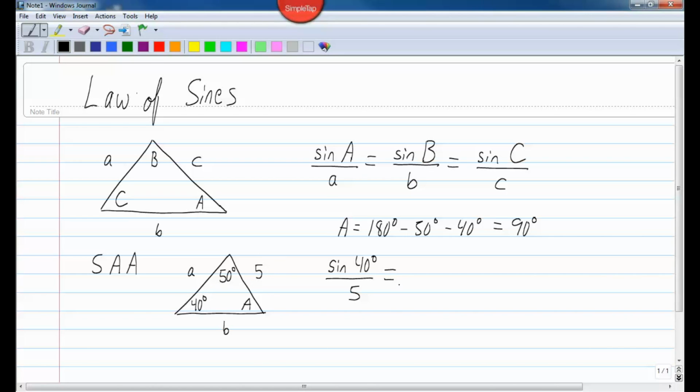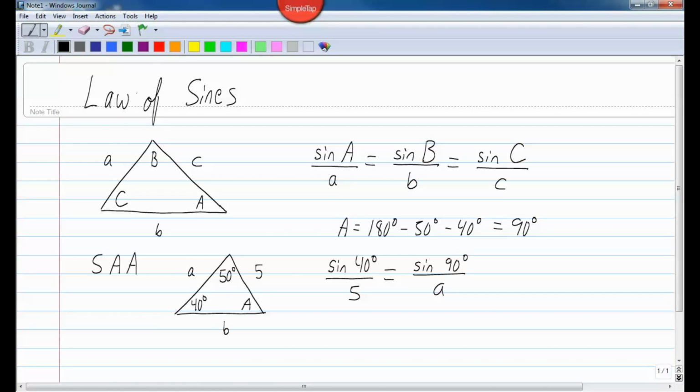And I say this equals. Now, if I want to solve for side A, I need to also use the proportion of side A and the angle across from it. And now I know what angle A is. I can set that proportion up. We said angle A was 90 degrees. So this is equal to the sine of 90 degrees over side A.